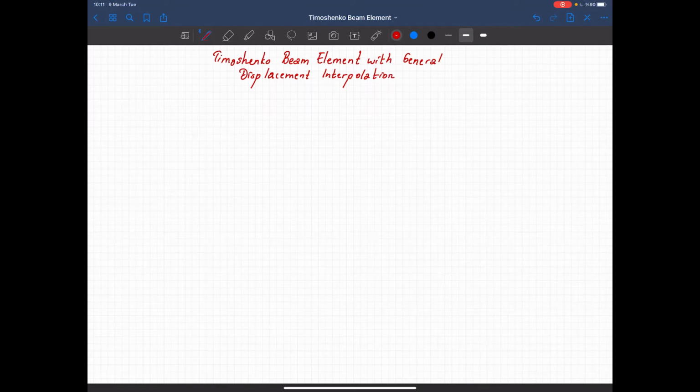So the main difference of this element from the Bernoulli-Euler beam is shear deformations are considered. So we are not ignoring them, we are considering their effects. That's the main difference. The rest of the assumptions are the same.